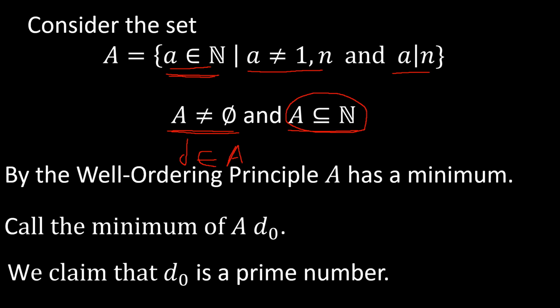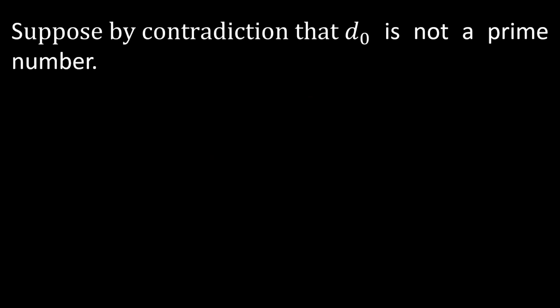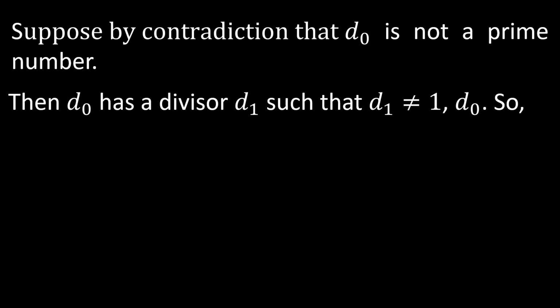Now the claim is that d naught is a prime number. If we are able to prove that d naught is a prime number, then d naught divides n, because d naught is in A by the definition of the set A. So the whole proof will rely on proving that d naught is a prime number. Let's suppose by contradiction that d naught is not a prime number. Then d naught has another divisor, let's call it d1, that is not equal to 1 and d naught.